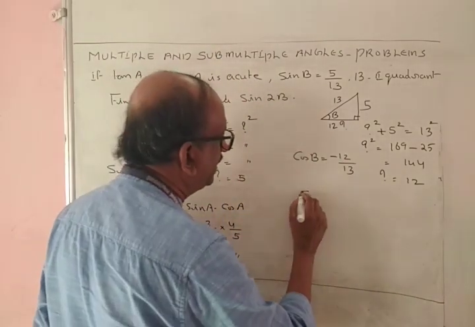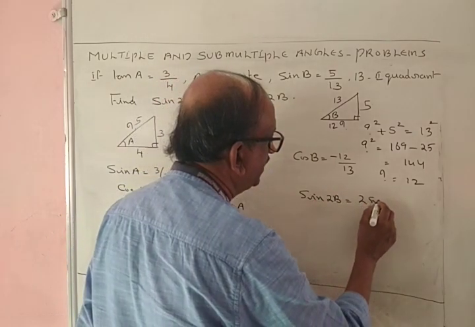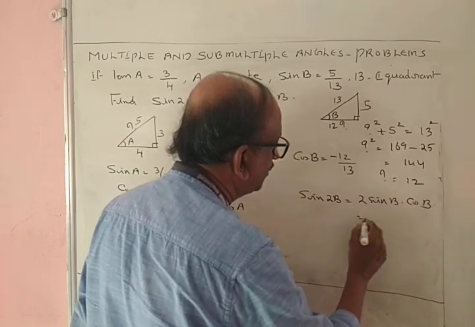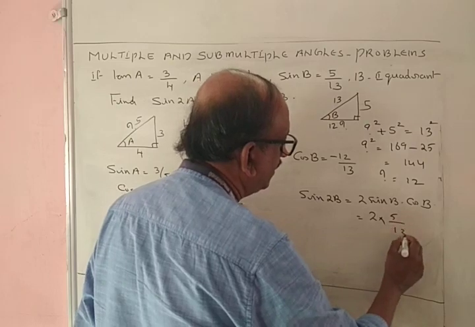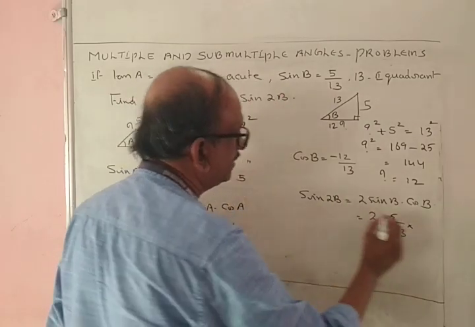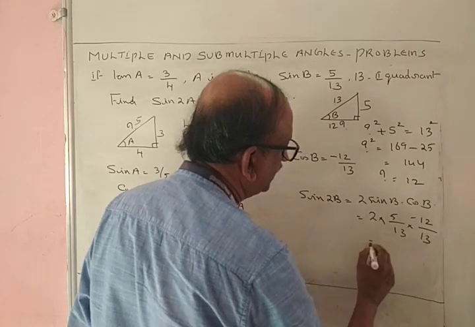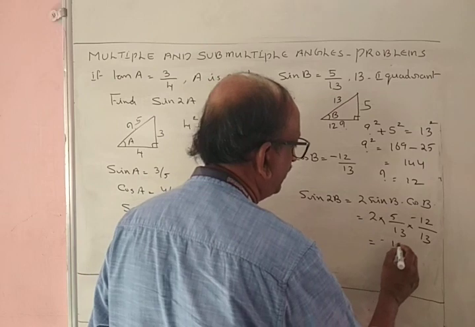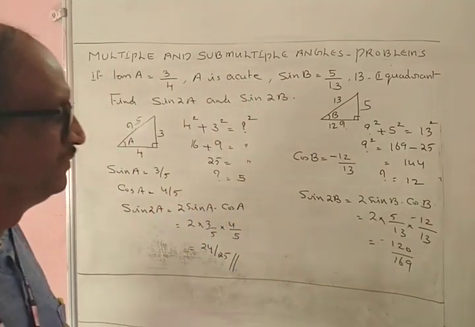Then sin 2B is equal to 2 sin B cos B, is equal to 2 into sin B, given as 5 by 13, and cos B, which we just found, minus 12 by 13, is equal to minus 120 by 169. That is the answer.